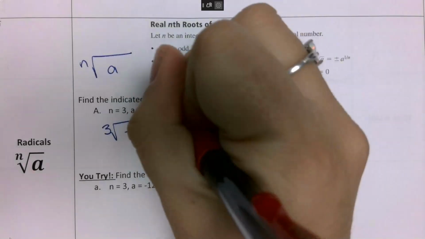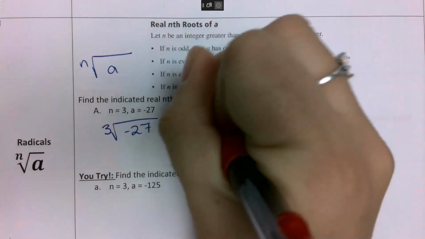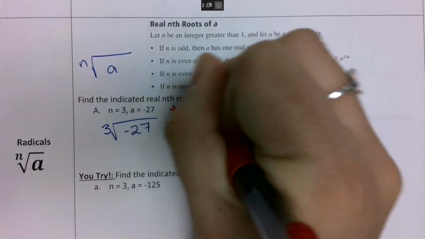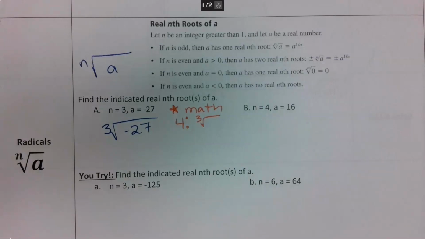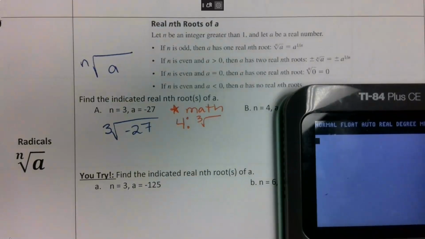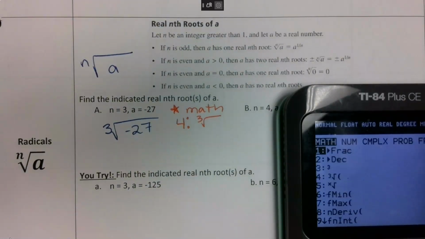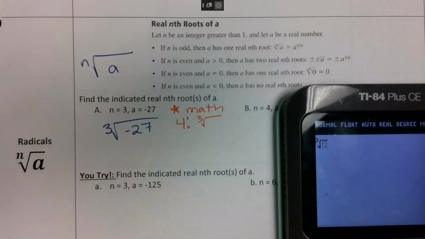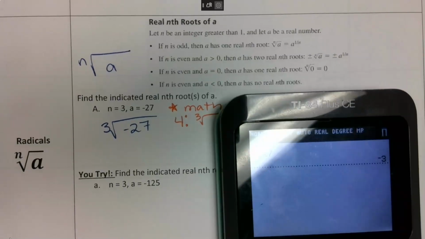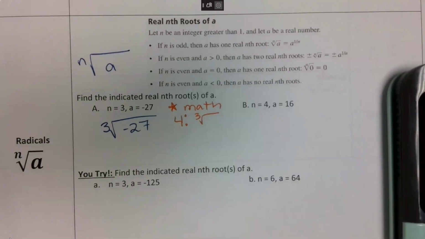So to type this in the calculator, I want to press math, and then choice 4 is going to be the 3 radical. So if I press math, and then I want to choose choice 4, it gives me that, and then I just need to type in my negative 27. And that's off my screen. It gets me negative 3.